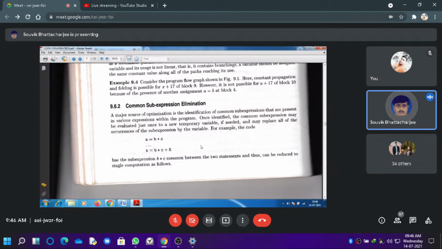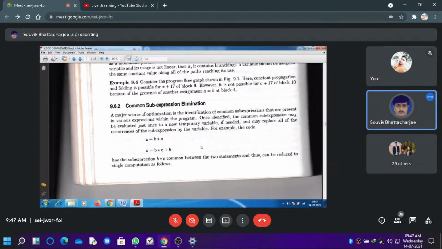But if you have A assigns to B star C, then X assigns to B star C plus 5, in that case the computation is done several times. Instead of doing this, you just have the computation once. That is temp T assigns to B star C. And now you can use that B star C value anywhere as per the requirement. That computation is done only once.